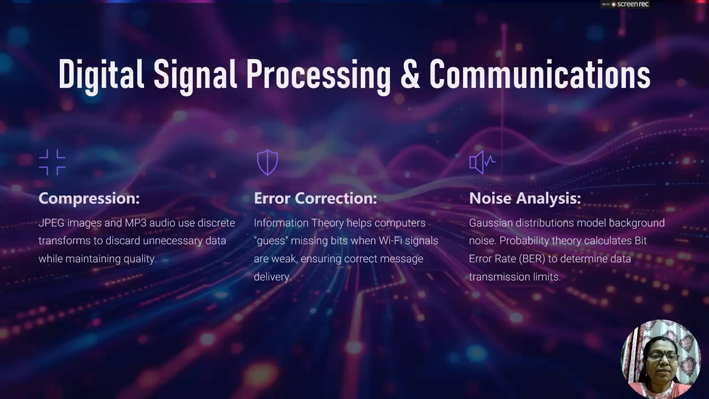And the last one we can see is noise analysis. In noise analysis, one of the main probability concepts, the Gaussian distribution, is applied here. The probability theory calculates the bit error rate, in short BER, to determine the data transmission limits. So in this digital signal processing, we mainly use probability theory.